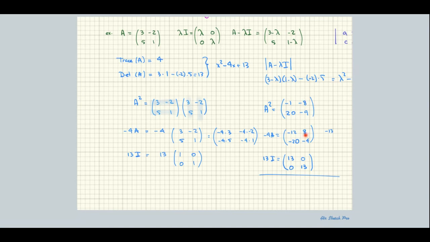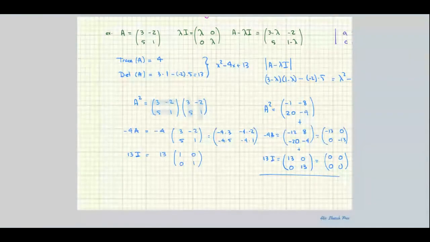And then negative 8 plus 8. Okay, then 20 plus negative 20. And then negative 9 plus negative 4. And now if I add that to my, yep, all zeros. Guys, this is the 0 matrix. It kind of goes along with the 1 matrix, the identity. That's the 0 matrix. And what I just found is that a squared minus 4a plus 13i is 0.